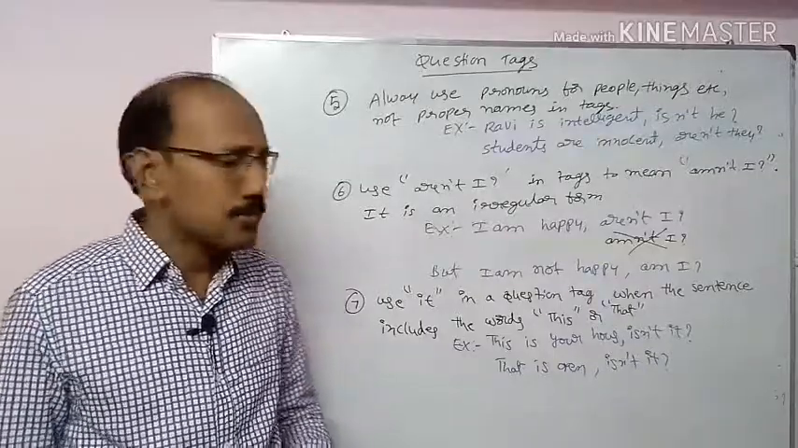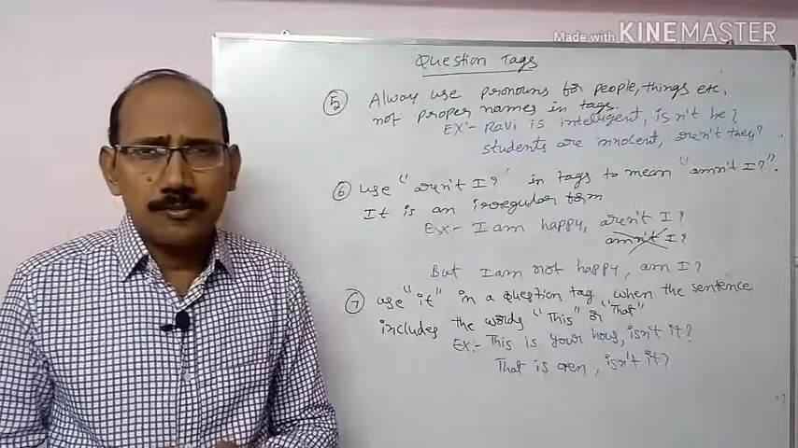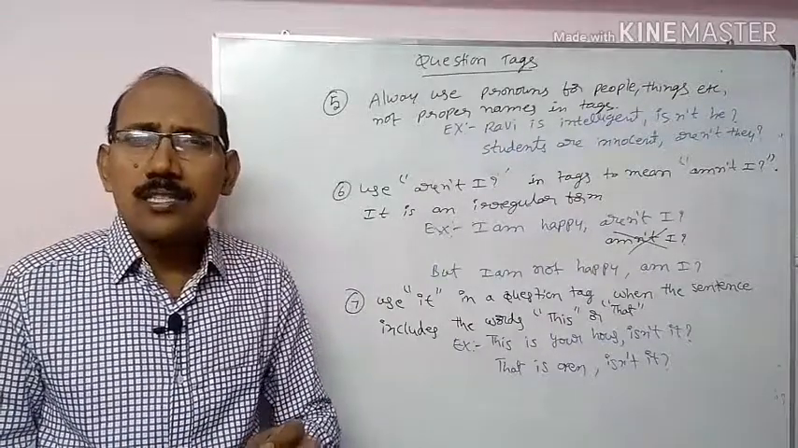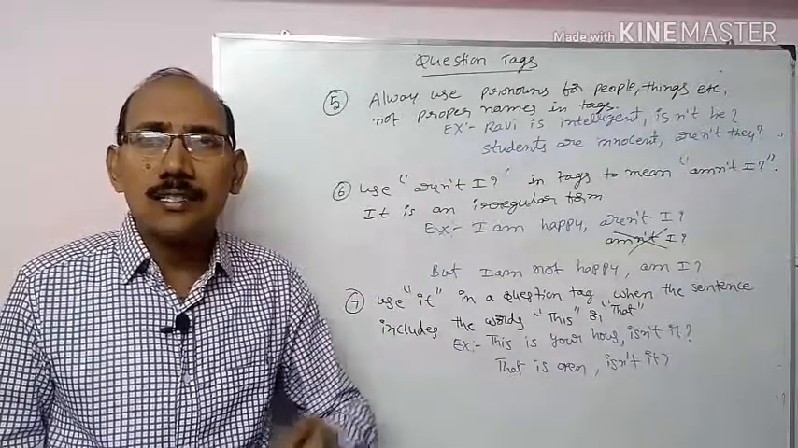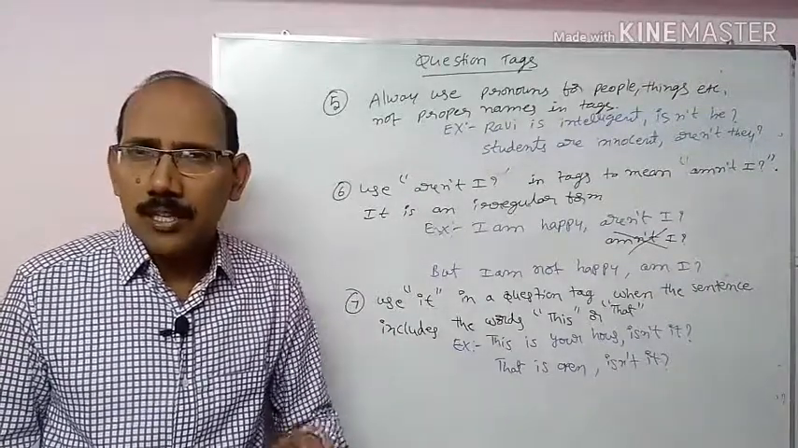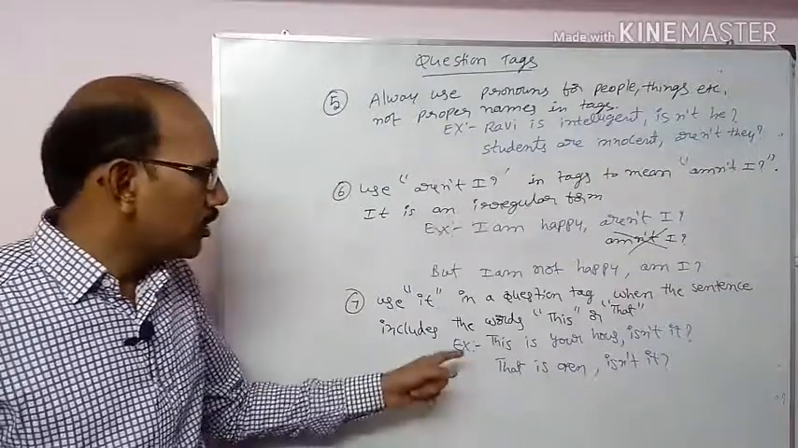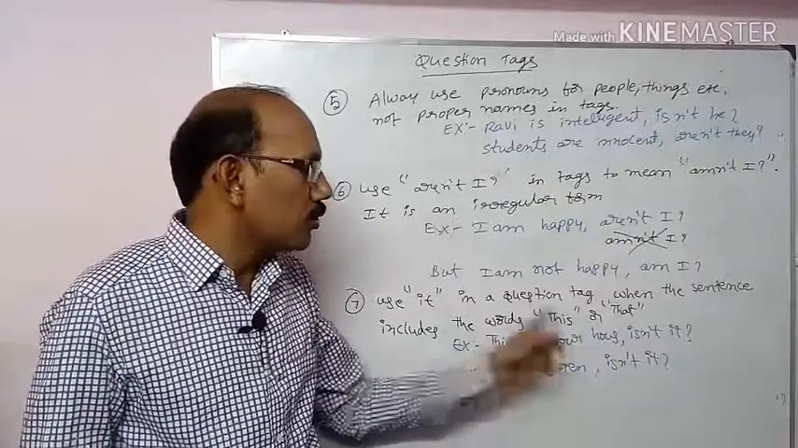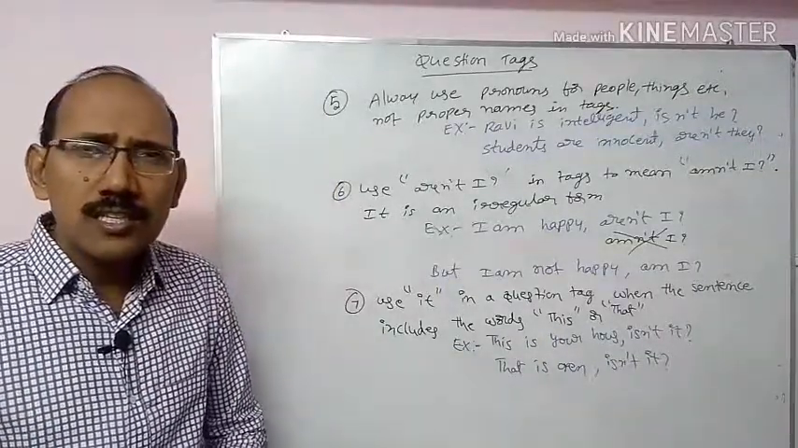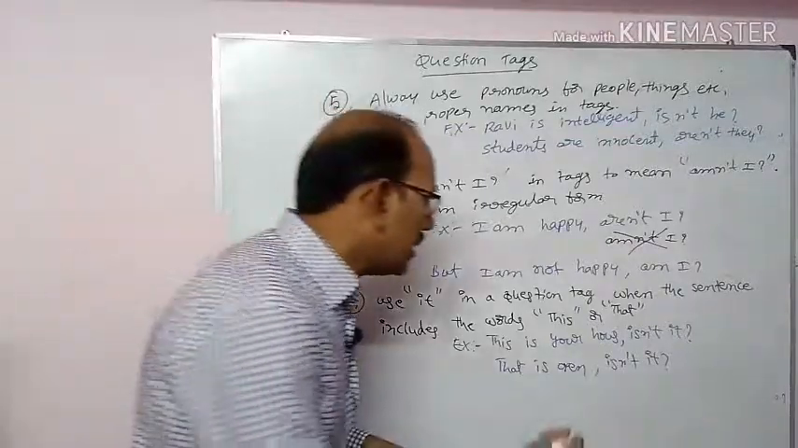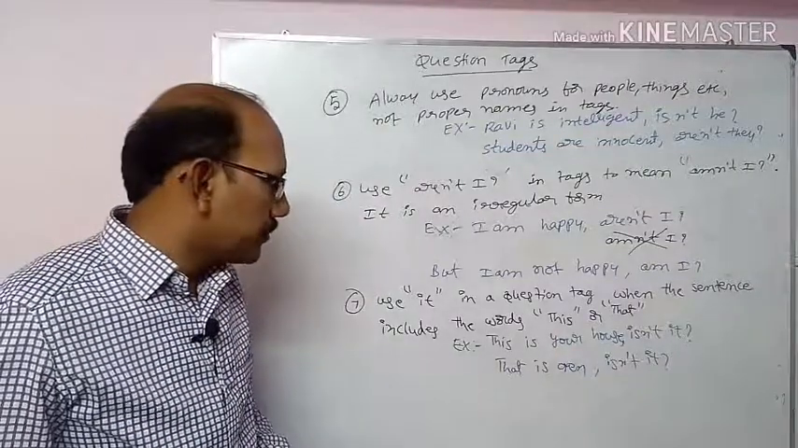writing a number of examples. Look at the 7th point. We need to use "it" whenever a statement starts with this or that. If a statement has this or that at the beginning, we have to use only "it". Look at the example. This is your house. You are not supposed to say "isn't this". You have to say only "isn't it".